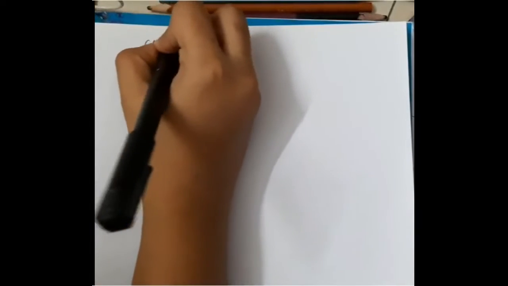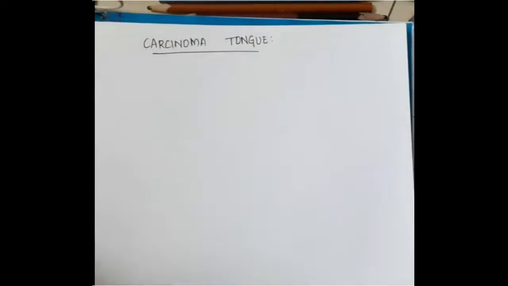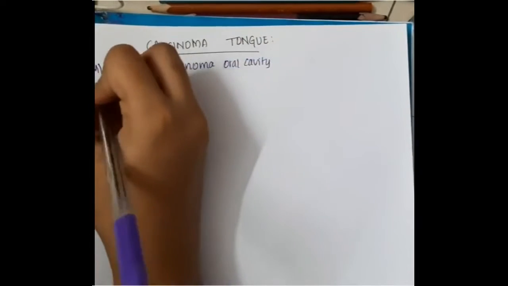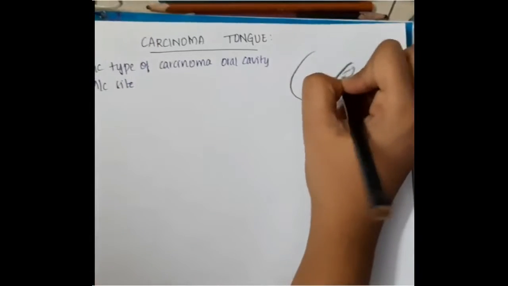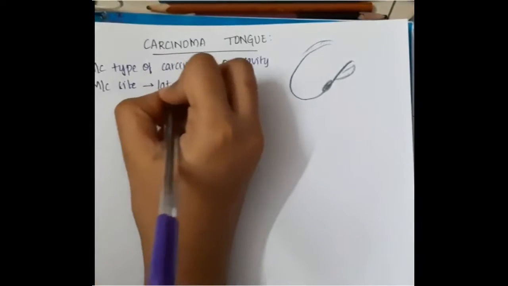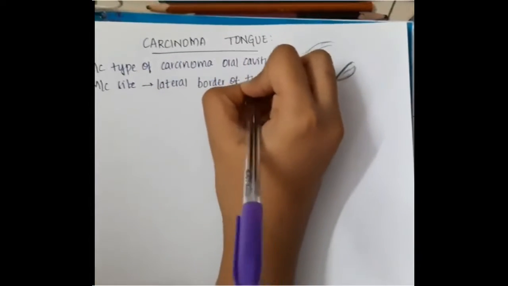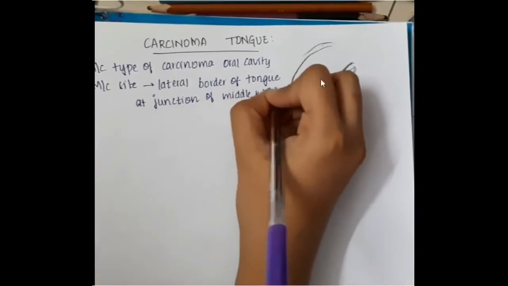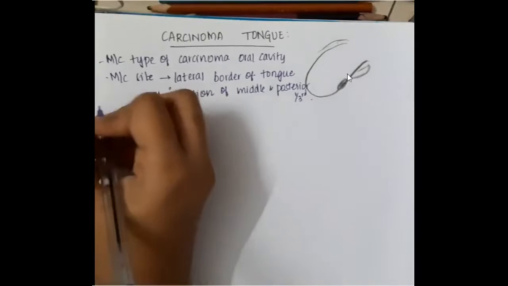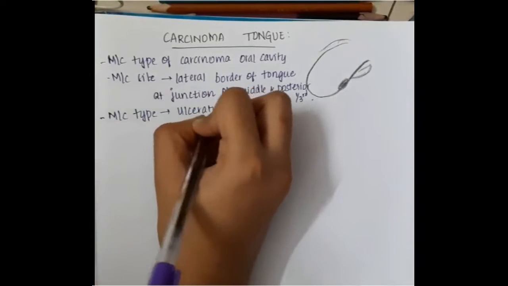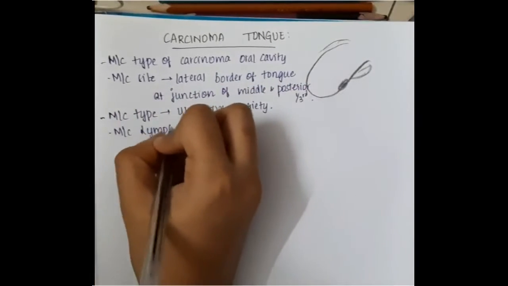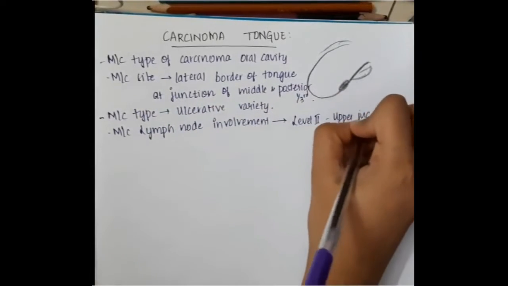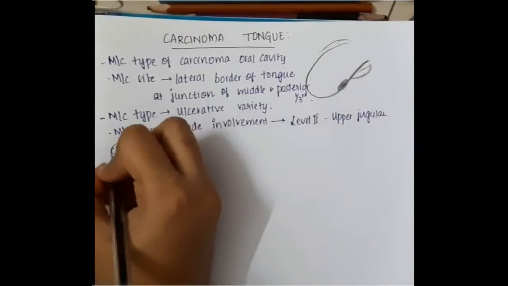Then the next carcinoma which is important is carcinoma tongue. Carcinoma tongue is the most common type of carcinoma of the oral cavity. Most commonly it is present in the lateral border of the tongue, that too at the junction of the middle and posterior one third. It is most commonly the ulcerative variety. The most common lymph node involved here is level 2, that is, the upper jugular lymph nodes.